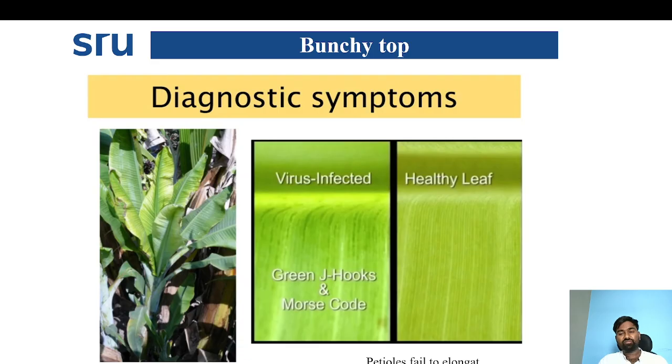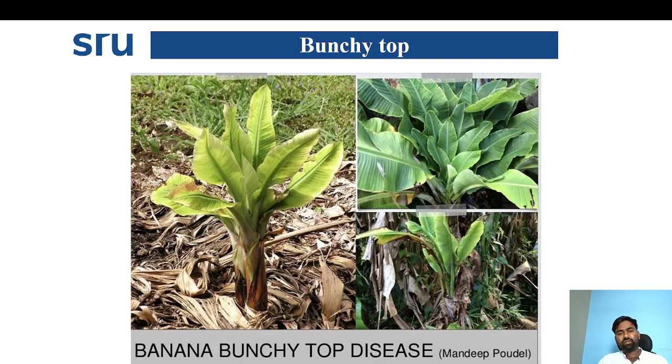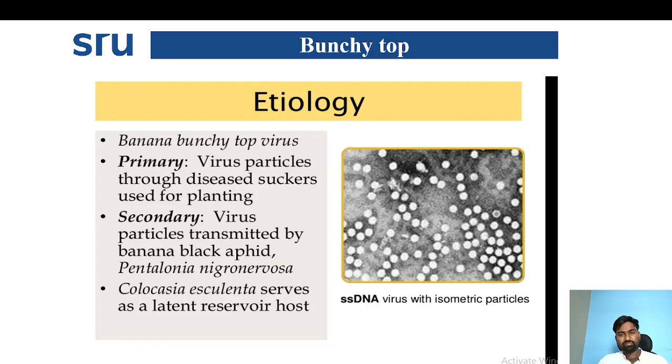green streaks and a moss coat appearance, and a mosaic appearance of the plant. And this is a severely stunted plant with a curly top. And sometimes in the infected plant, no bunch formation will occur.